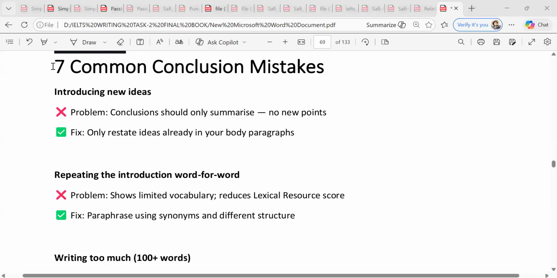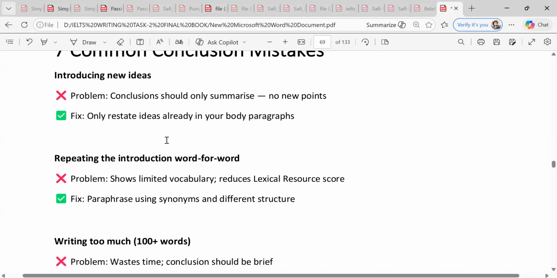So these are seven common mistakes. Number one: introducing new ideas. The conclusion should only summarize, with no new points. So only restate ideas already mentioned. If you add a new idea, it doesn't remain your conclusion paragraph, it becomes a new paragraph.